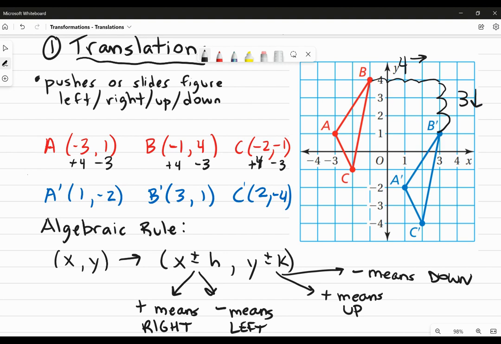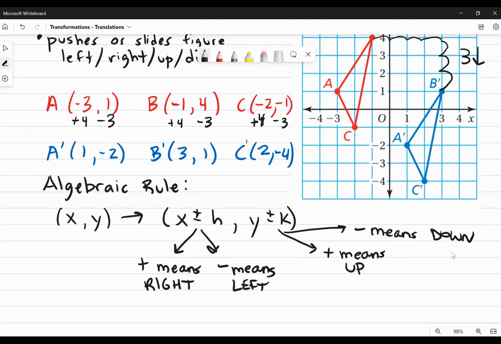So we can write this with algebraic rules. Essentially, you have your coordinates from your original pre-image, and then you're either writing down what you're adding or subtracting with the x value or what you're adding and subtracting with the y value. So if you're adding something to the x value, that means you're moving the image to the right. If you are subtracting something with the x value, that means you're moving it left. If you're adding something to the y value, that means you're moving up. And if you're subtracting, that means you're moving down.